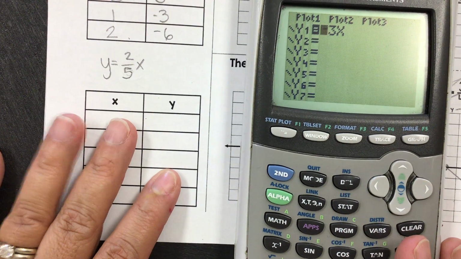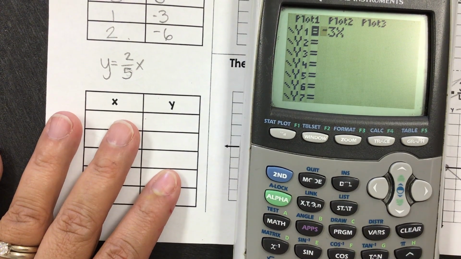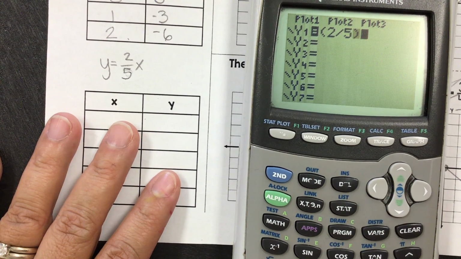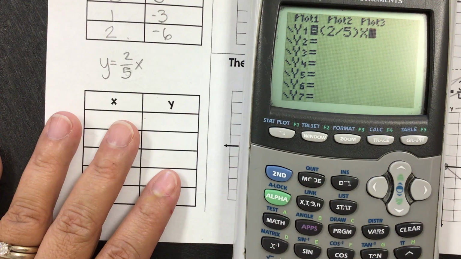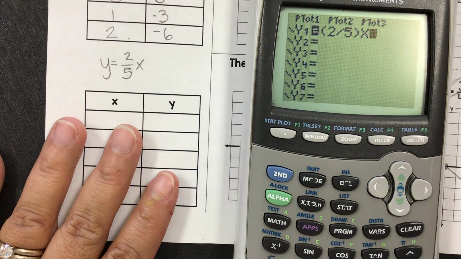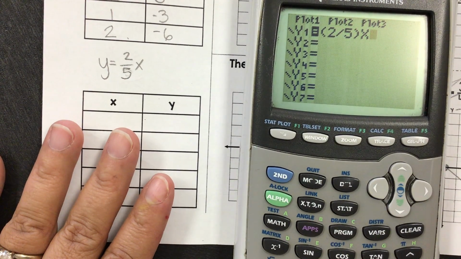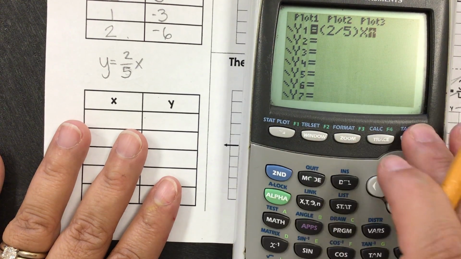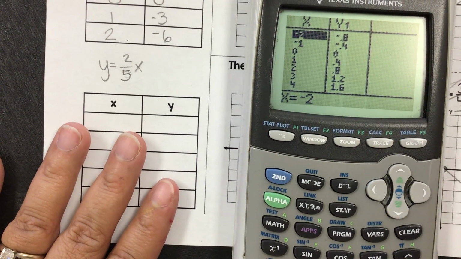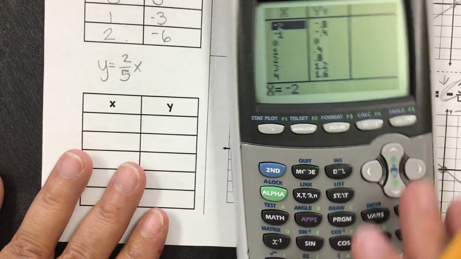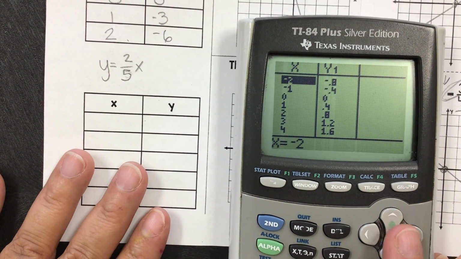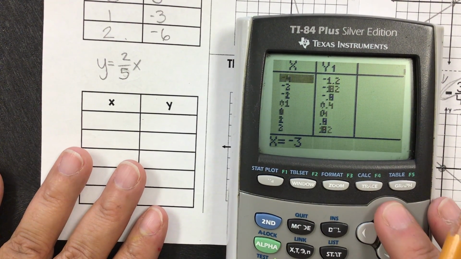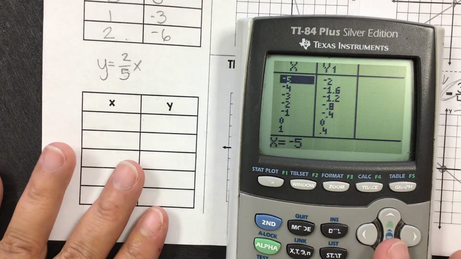How you put fractions in the calculators, I recommend that you put parentheses. 2 divided by 5, x. Some calculators don't need parentheses, but rather be safe than sorry. Hit second graph. And we got all kinds of crazy values, like -2 and -0.8. Remember, like I mentioned, you can skip them.